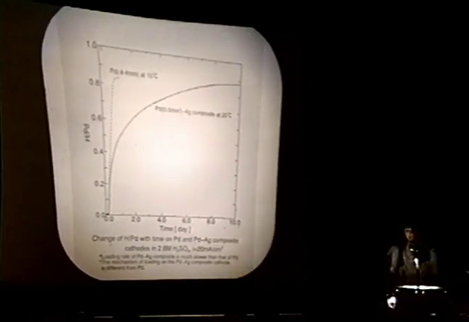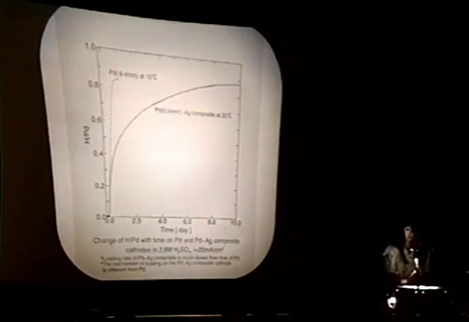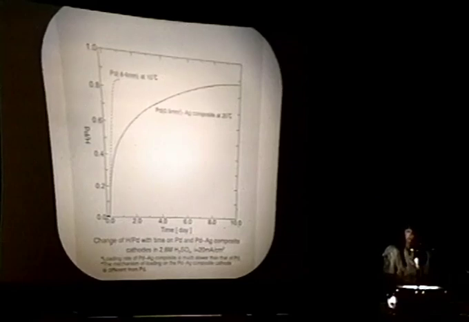This figure shows change of H/Pd with time on palladium and palladium silver composite cathode in 2.8 molar sulfuric acid, and current density is 20 milliamperes per square centimeter. This is palladium. This is palladium silver composite. Loading rate of palladium silver composite is much lower than that of palladium. Therefore, the mechanism of loading of the palladium silver composite cathode is different from palladium.